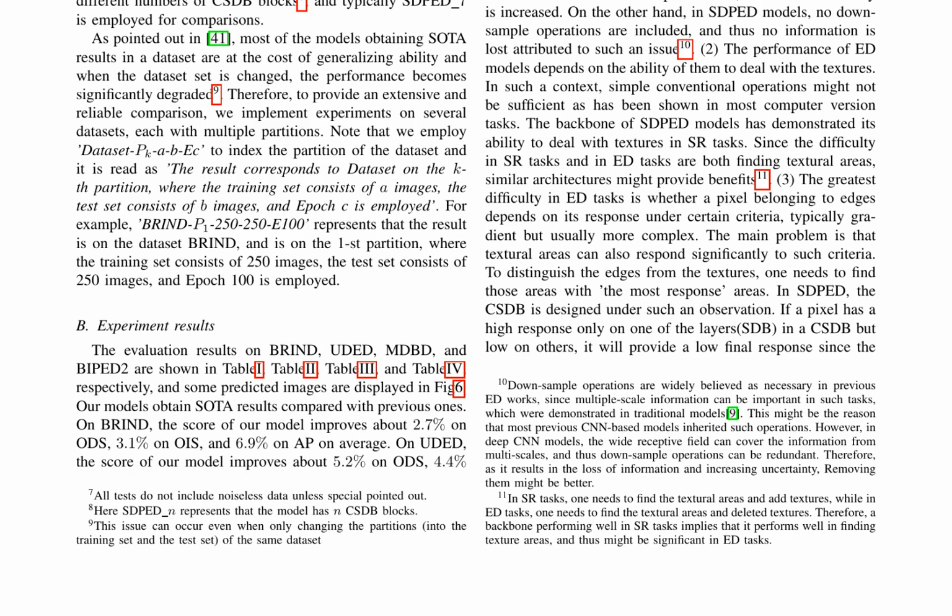The authors attribute the improvement of the SDPED model to 3 reasons. 1. The absence of downsample operations, which prevents information loss and increases uncertainty. 2. The ability of the backbone to deal with textures, which is beneficial in ED tasks. And 3. The design of the CSDB, which helps distinguish edges from textures by finding areas with the most response.